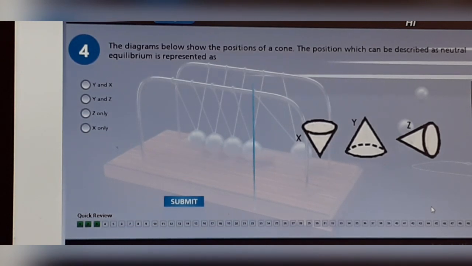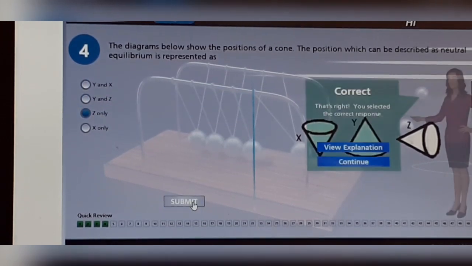Question number 4. The diagrams below show the positions of a cone. The position which can be described as neutral equilibrium is represented, obviously this has to be Z only based on the position of this cone. So the answer is C, Z only. Question number 5.